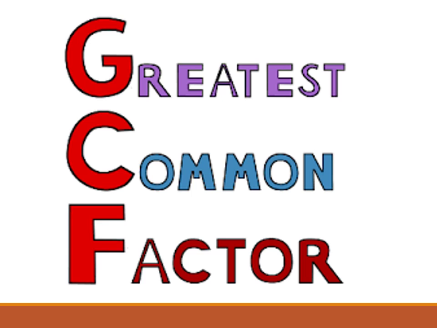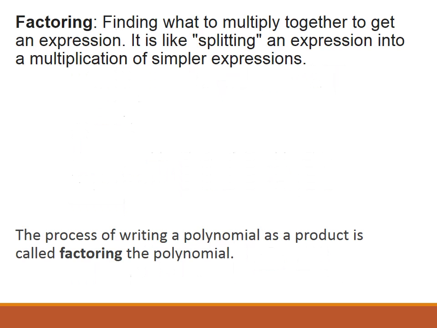Let's talk about the greatest common factor. Factoring is finding what needs to multiply together to get an expression. It's sort of like splitting an expression into a multiplication of simpler expressions. It's a little bit in reverse of what you've done with the distributive property up until this point.